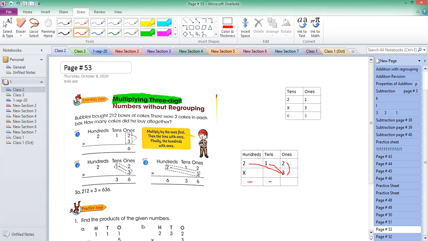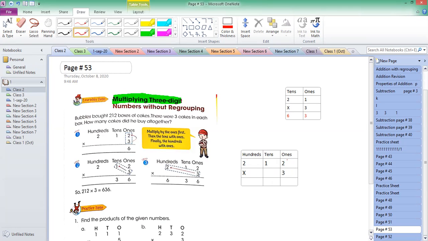Again I am repeating how you have to do. You will multiply ones first, 3 and 2. 3 multiplied by 2 is equal to 6. You write 6 here. Then you multiply this 3 by the tens. 3 multiplied by 1 equals 3. Then you will multiply this ones by the hundreds. 3 multiplied by 2, and you write in the hundreds column.